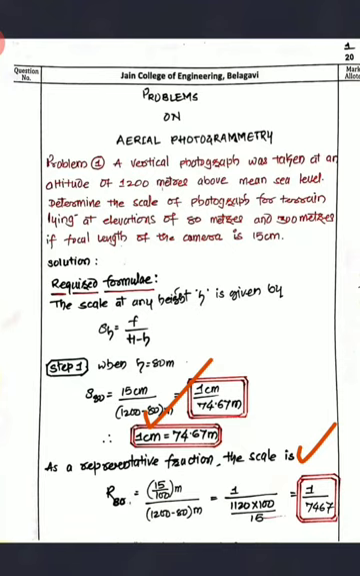What is the difference? For the representative factor we deal with the same units, at the top as well as at the bottom. But for the scale, you should represent the dimension on the map and the dimension on the ground. So this is the first step. Here you will have a scale of 1 centimeter equal to 74.67 meters, and the representative factor is 1:7467.